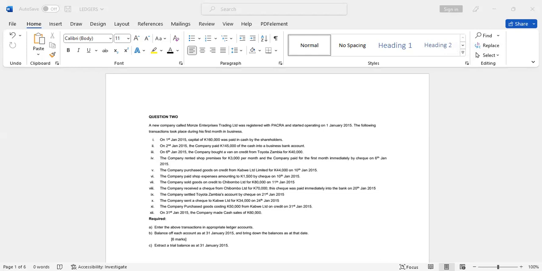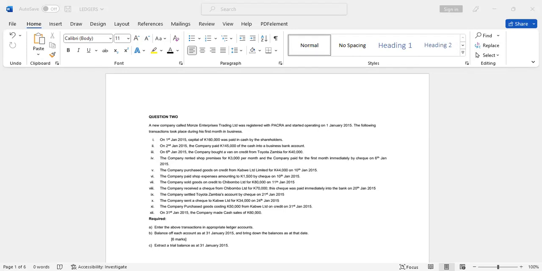Okay, good evening. So we are now looking at financial management accounting, and in particular, we'll be able to do the question where we need to prepare the ledger accounts in accounting. This is a primary aspect that you need to know and understand.